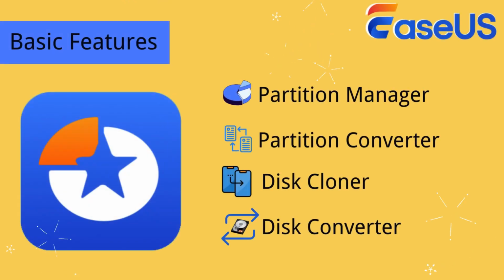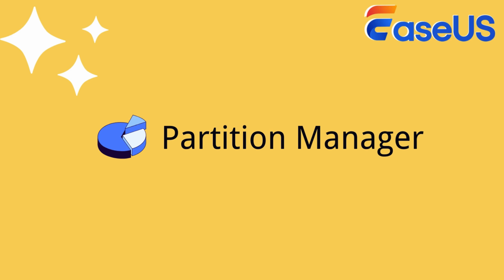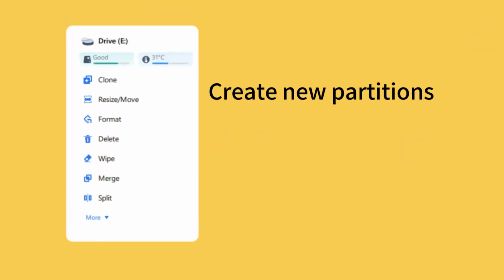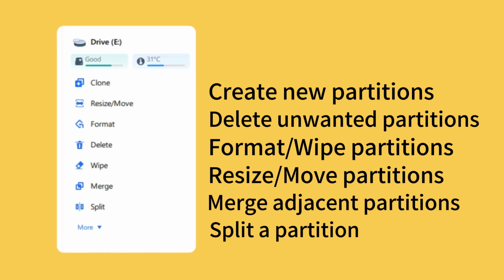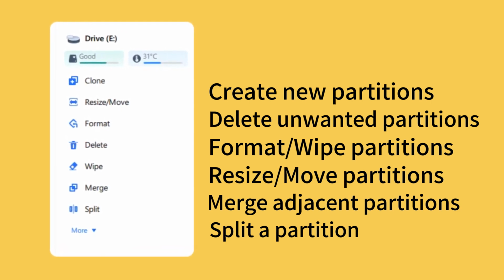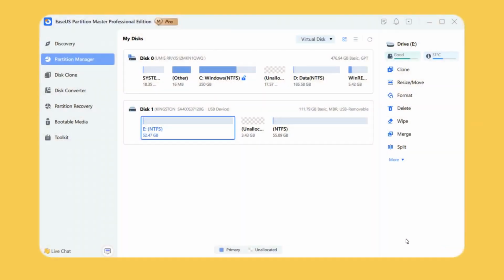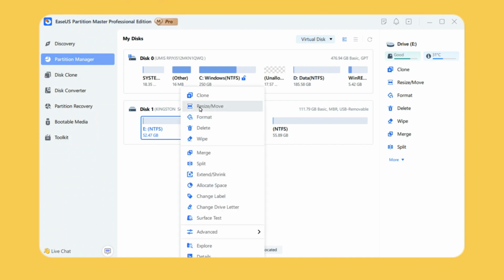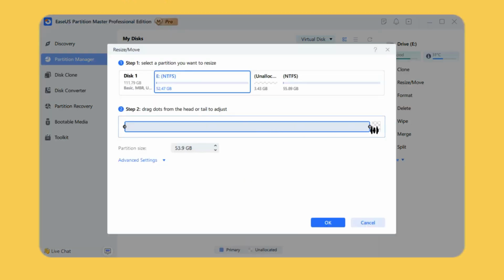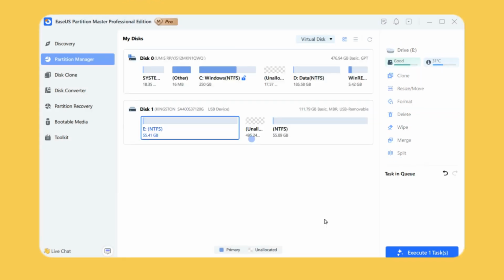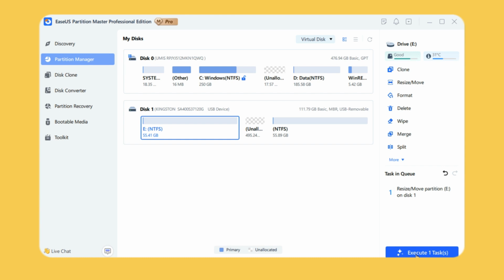With its comprehensive set of features, EaseUS Partition Master offers a wide range of features to organize and optimize hard drives, convert between different formats, clone disks or partitions, and optimize their storage layout according to their needs. It empowers users to efficiently manage their disk partitions, such as create new partitions on unallocated disk space, delete unwanted partitions to free up disk space, format or wipe partitions to change the file system or erase data securely, resize or move partitions to adjust their size or relocate them on the disk, merge adjacent partitions to combine free space into a single partition, split an existing partition into two or more partitions.